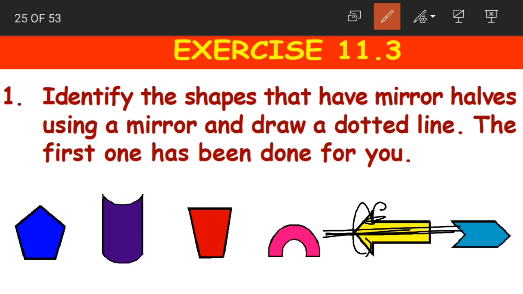Yes, children? Now the same for our last shape as well. The line of symmetry is passing through the middle. Now when we draw the dotted line in the middle, we get two mirror halves, that is nothing but exactly identical halves.